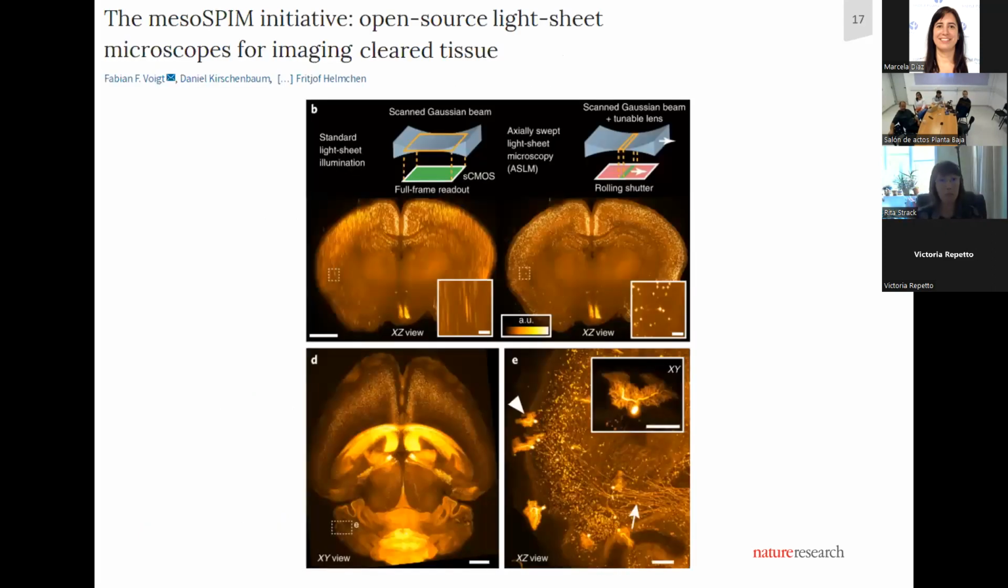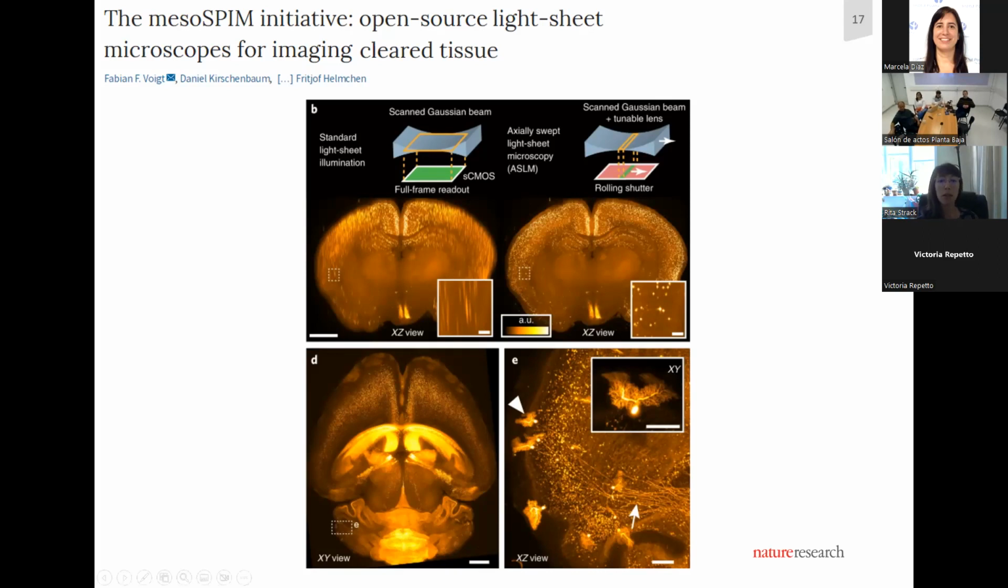So then I'm just going to give a few examples of things that kind of show what I'm saying, because I know I'm a pretty visual learner. So this paper is the Mesospin paper. You don't have to understand the technical details, but this is an axially swept light sheet microscope, and what it offers is very good isotropic imaging resolution. So what you're looking at is a cleared mouse brain with Thy1-YFP labeled.